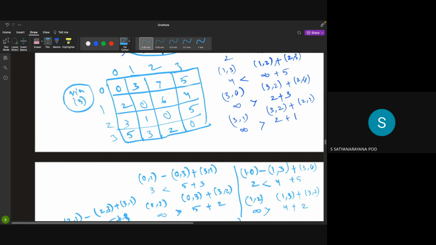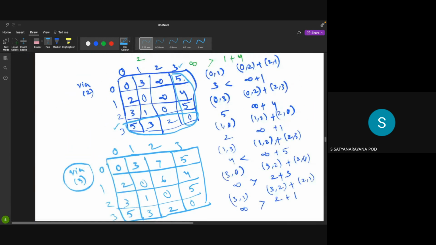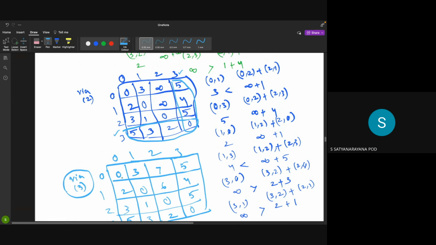It covers all the vertices. See that 0 to other vertices: 0 to 1 is 3, 0 to 2 is 7, 0 to 3 is 5, which is the shortest one. That is what you can call all pair shortest. From vertex 1 to the other vertices, 1 to 0 is 2, 1 to 2 is 6, 1 to 3 is 3. So the final result we are getting is this. It shows you all pair shortest path.